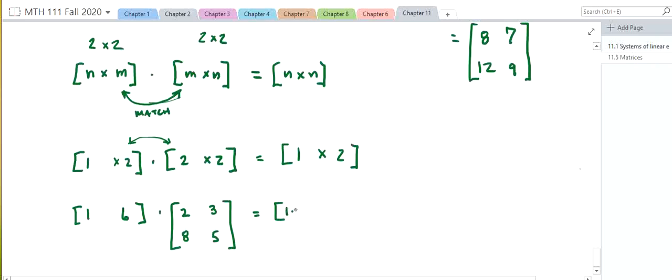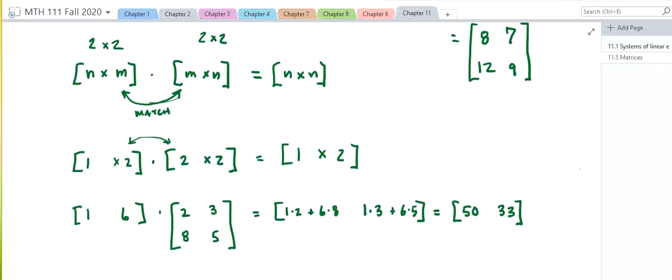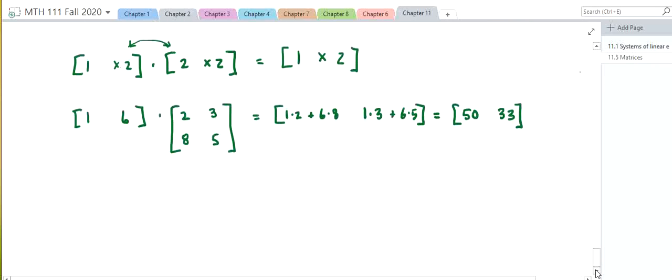This is 1 times 2 plus 6 times 8 for our first element. And then it's 1 times 3, so this times this, and this times this, plus 6 times 5. So this equals 2 plus 48, or 50, and this equals 30 plus 3, or 33. Let's go back and double check here. And it looks okay. Send me an email if you notice a mistake in any of these videos.